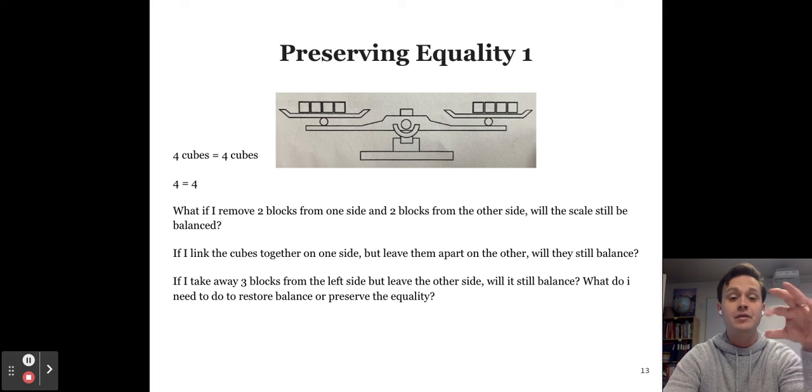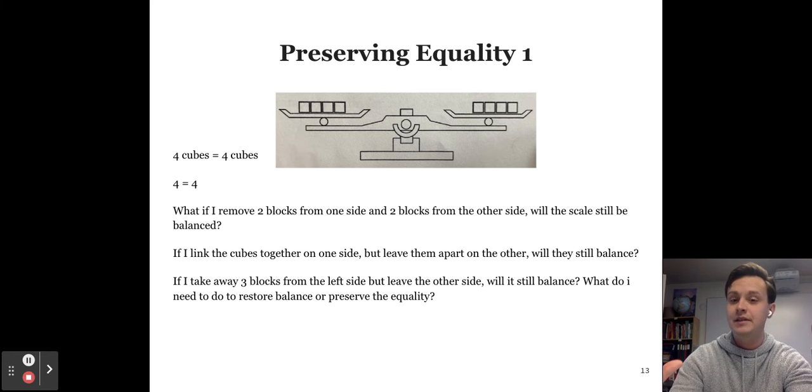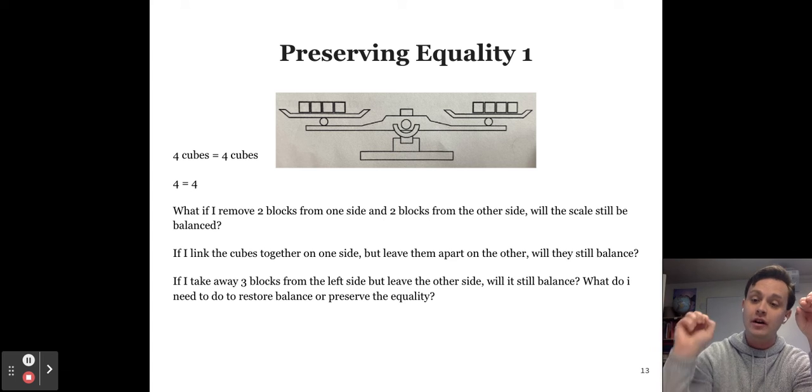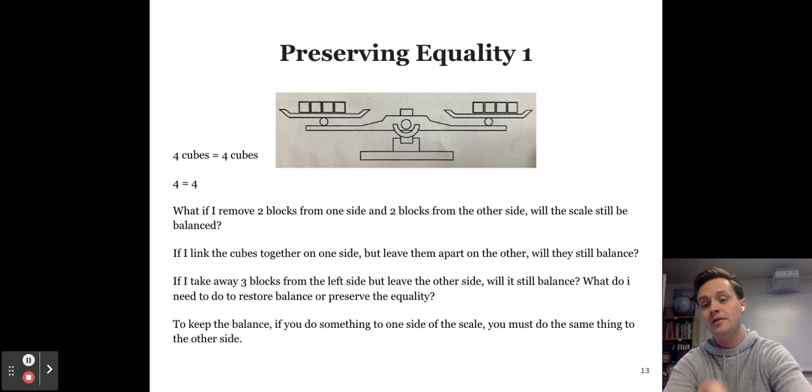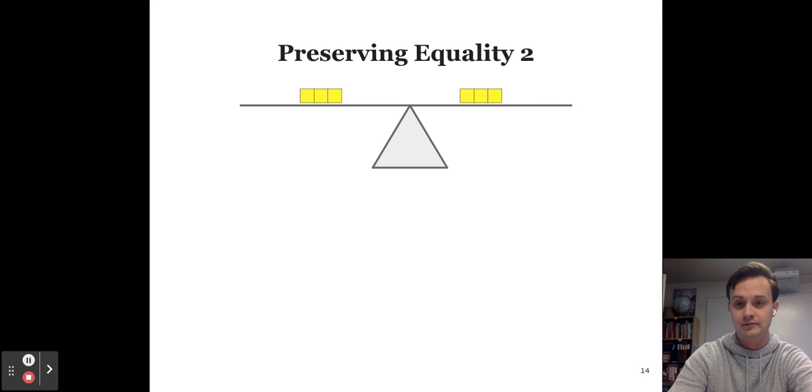What if I take away 3 blocks from the left side and leave the other side? Will it still be balanced then? No. What do I need to do in order to restore balance and preserve equality? Well, I can either put those 3 blocks back, or I can take 3 blocks off the other side. So the key here is that to keep the balance, if you do something to one side of the scale, you have to do the same thing to the other side.